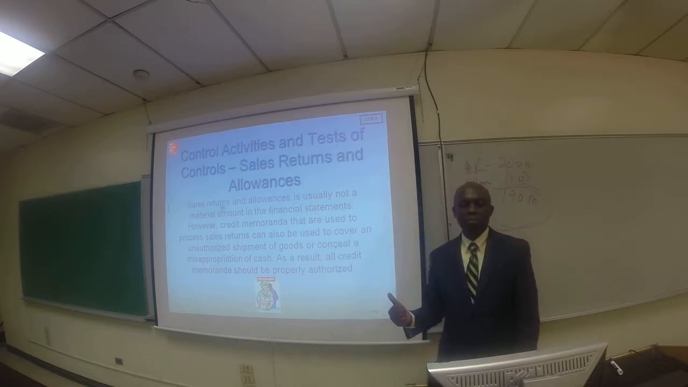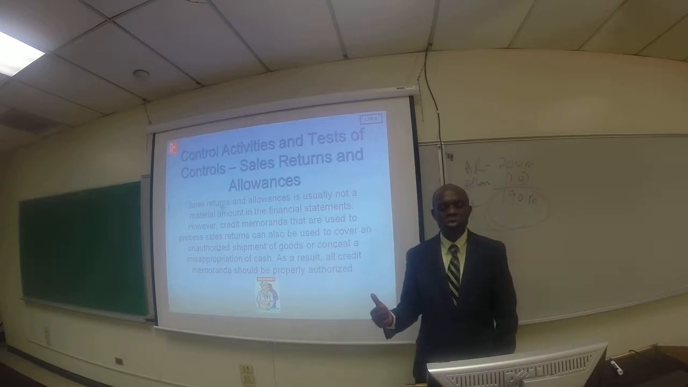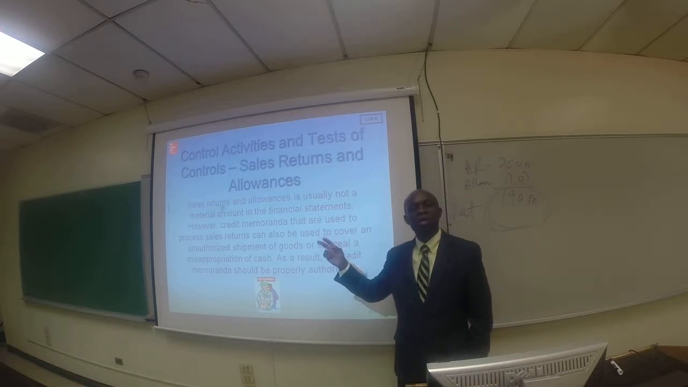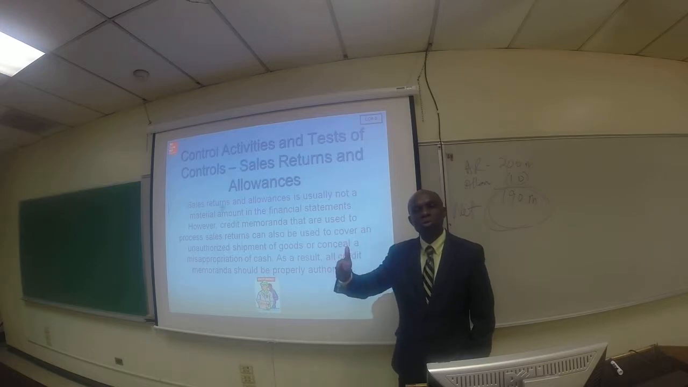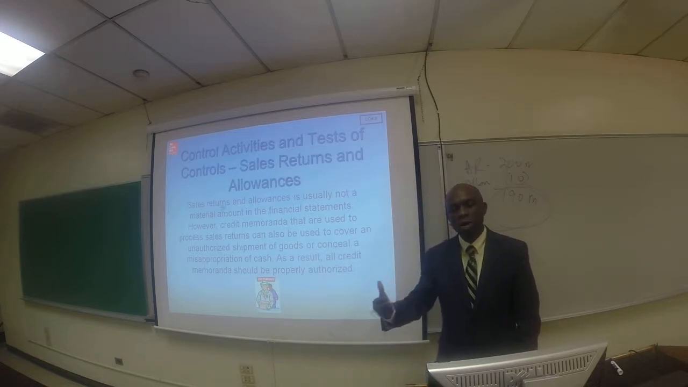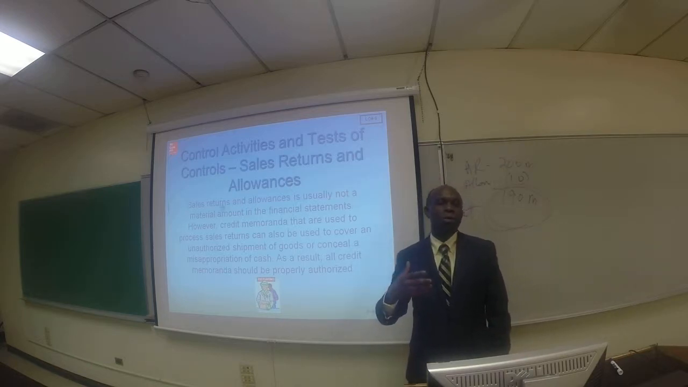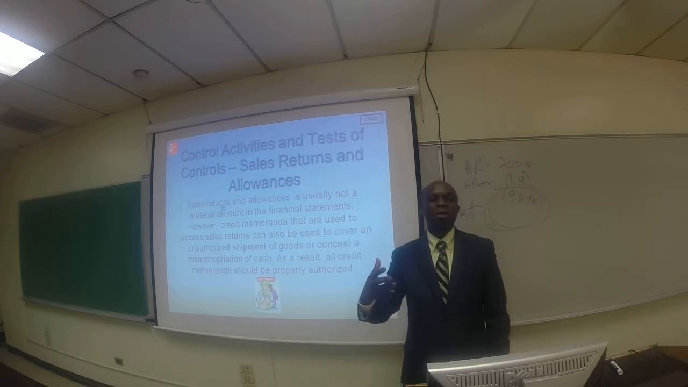This is where we left off in part 4, control activities and test of controls, specifically on sales returns and allowances. Now, as you know, we have two issues here. Sales returns, that's a situation whereby the customer returns some goods to us for whatever reason, and allowances, the customer gets to keep the goods, but we are asking the customer to pay less than the regular price. Again, I'm talking from the standpoint of the company that we are auditing.